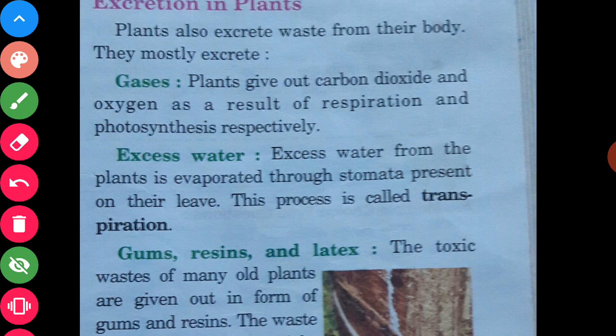Second, excess water. Excess water from plants is evaporated through the stomata present on their leaves. The stomata are small pores on the leaves. The process in which water is lost through the stomata of the leaves is called transpiration.